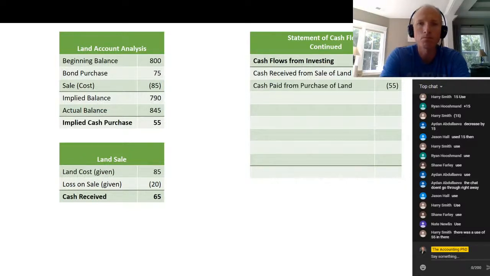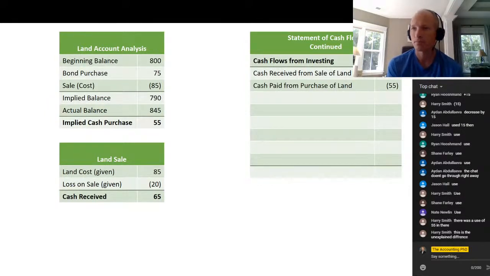All right, well, Harry's right. So that means there's this implied purchase. And so the term that we're going to use is cash paid from purchase of land. Yeah, exactly, Harry. That's the unexplained difference. And so again, that's a use of cash. That's a negative cash flow because we're paying for the land. So Harry had it exactly right. And so again, that's what we can conclude from our land account analysis.